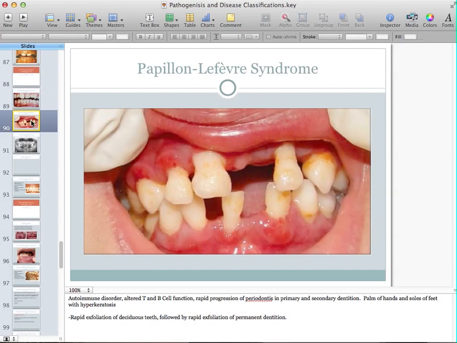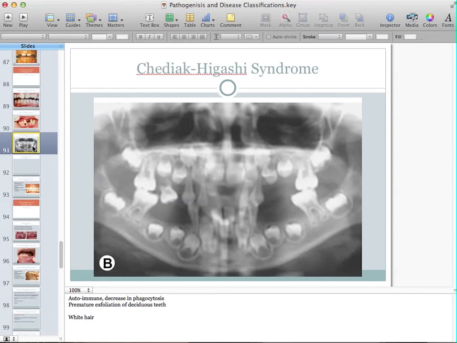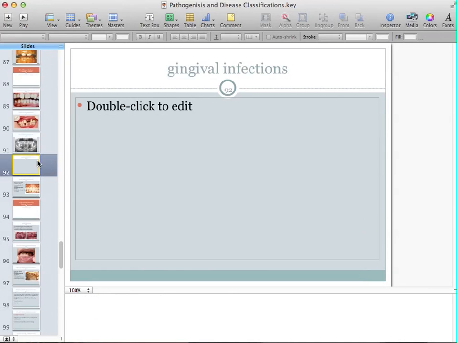Papillon-Lefebvre syndrome. This is an autoimmune disorder where there's altered T and B cell function, and it's basically a rapid progression of perio in baby teeth and then permanent teeth. It also can cause an increased keratinization on the hands, palms, and soles of the feet. And then the Chediak-Higashi syndrome, which we learned in Path. This is an autoimmune disorder as well, and you have a decreased phagocytosis, which can lead to premature exfoliation of baby teeth.